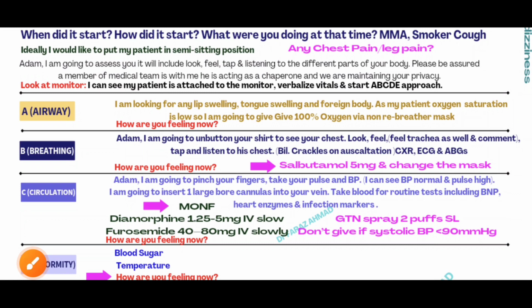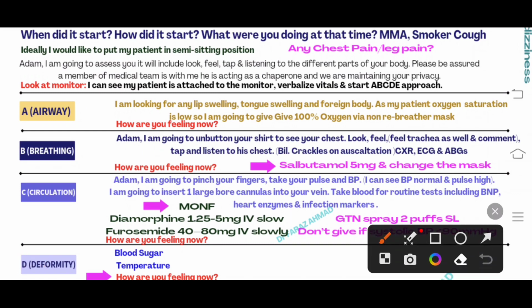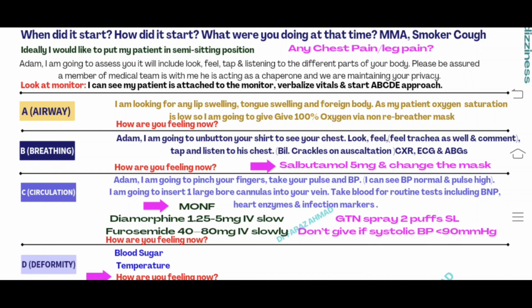Okay, as your patient is talking to you, you can simply mention, my patient's airway is patent because my patient is talking to me. Or the other thing you can say, I am looking for any lip swelling, tongue swelling or foreign body as my patient's oxygen saturation is low. Then you will look at the oxygen saturation. As my patient's oxygen saturation is low, I am going to give 100% oxygen via non-rebreather mask. Please keep in mind, if there is no smoker cough, give 100% oxygen via non-rebreather mask. After attaching the oxygen, you have to involve the patient in every step. You will ask, how are you feeling now, Adam? Okay, then you will move forward.